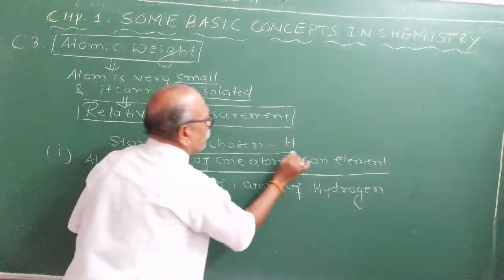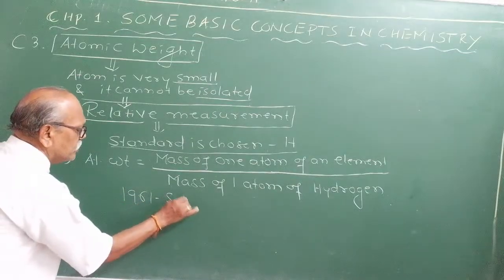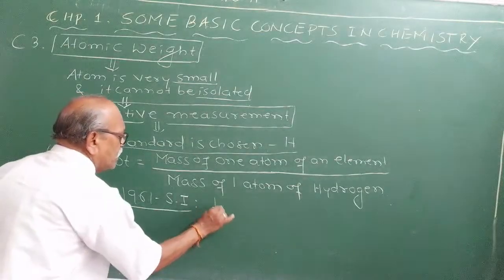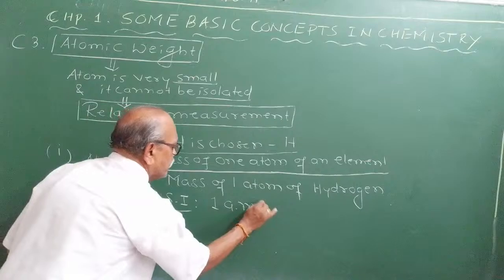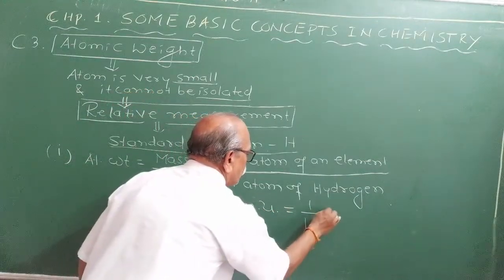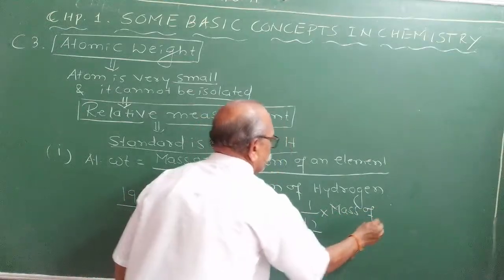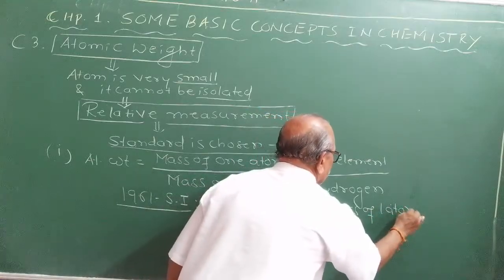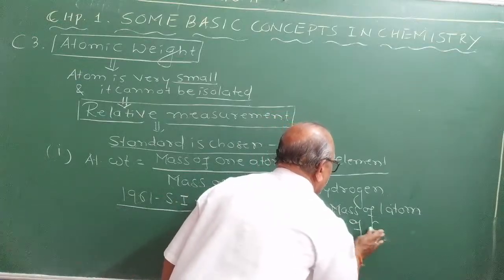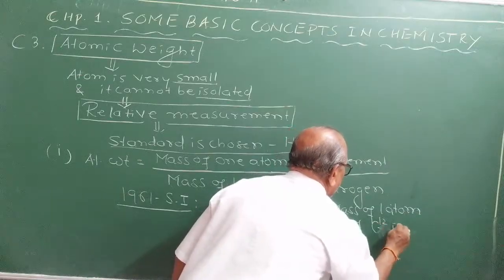Right? After 1960, another standard. That standard we call it as 1 by 1/12 of mass of one atom of carbon 12. Right, carbon 12 isotope.